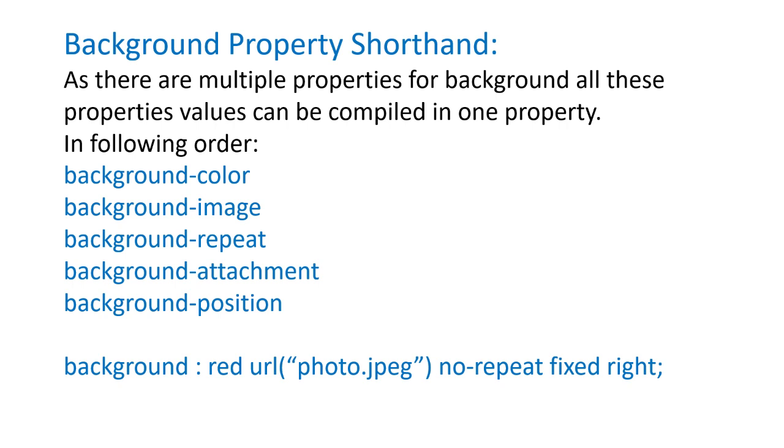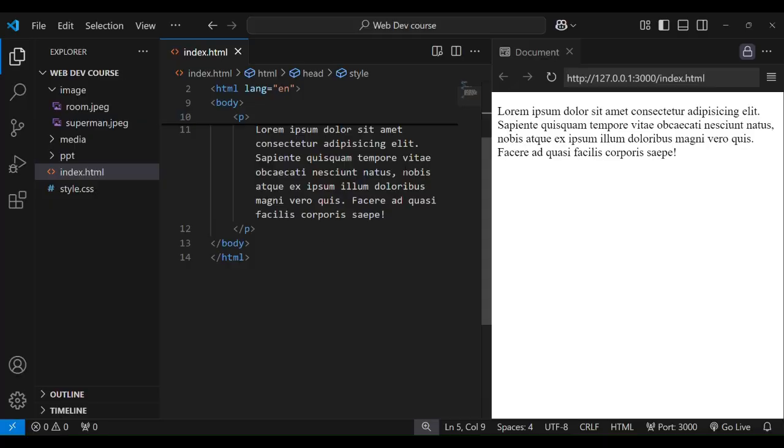Background property shorthand. As there are multiple properties for background, all these property values can be compiled in one property, in the following order: background-color, background-image, background-repeat, background-attachment, background-position. Let's see a quick demonstration.